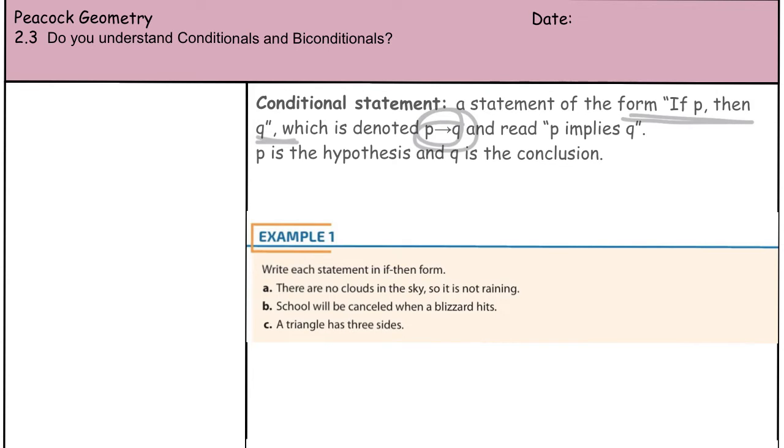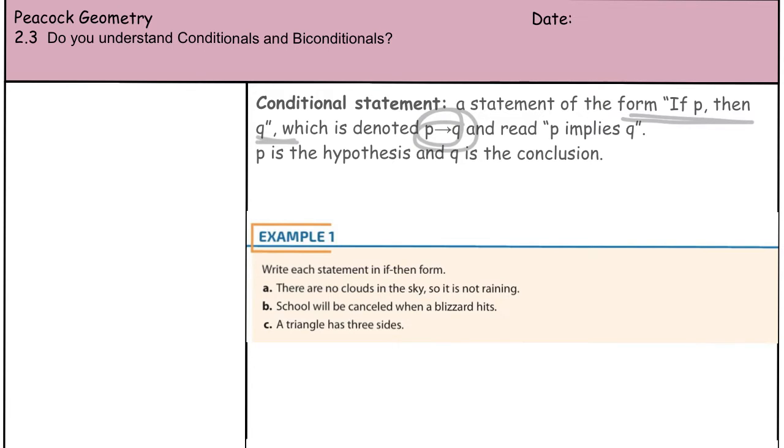Example B is school will be canceled when a blizzard hits. Now this one we kind of have to switch around our phrases. Our P is going to be a blizzard hits. Okay, so that's going to be the if part. The hypothesis is if a blizzard hits, then school will be canceled. That's our conclusion. All right.